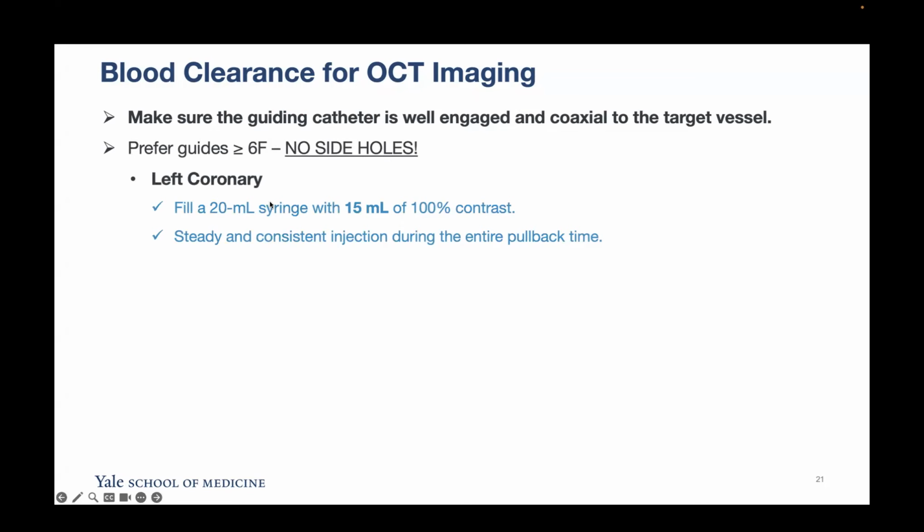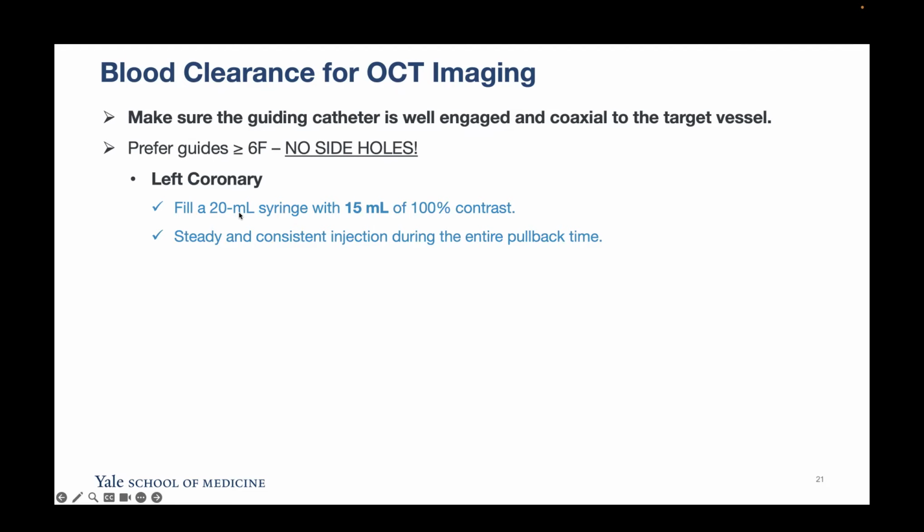For left coronaries, this is what I do in my practice. I usually use a 20 cc syringe, not because I want more volume, but because it's going to be harder for me to inject. Sometimes those angiographic syringes are so easy to inject that you fill it with a 10 cc volume, and you can inject very fast, so you lose contrast very fast. So usually I fill it with 15 cc's, and I try to inject that volume. And usually what I end up using is like 10 or 11 cc's out of these 15.